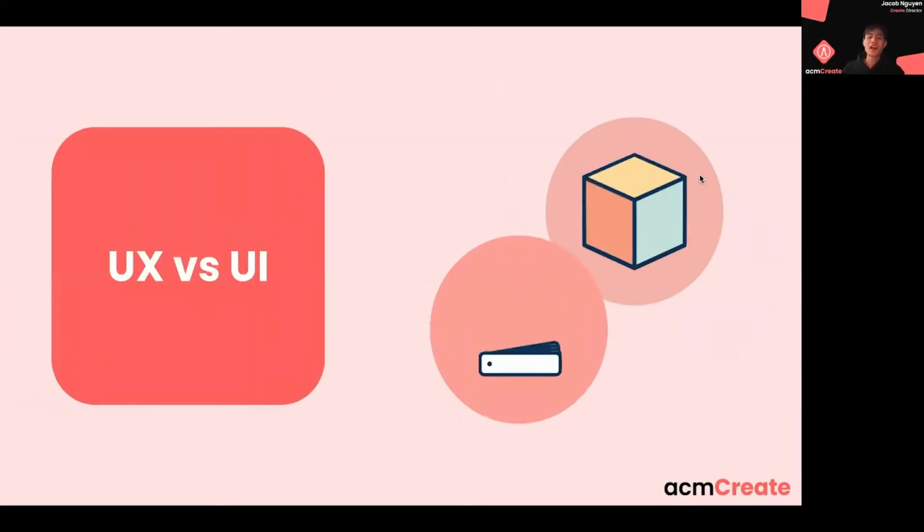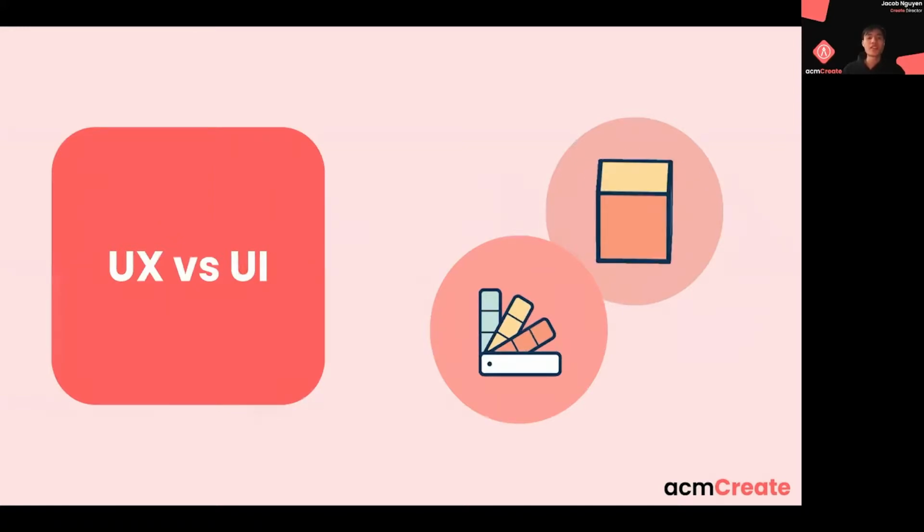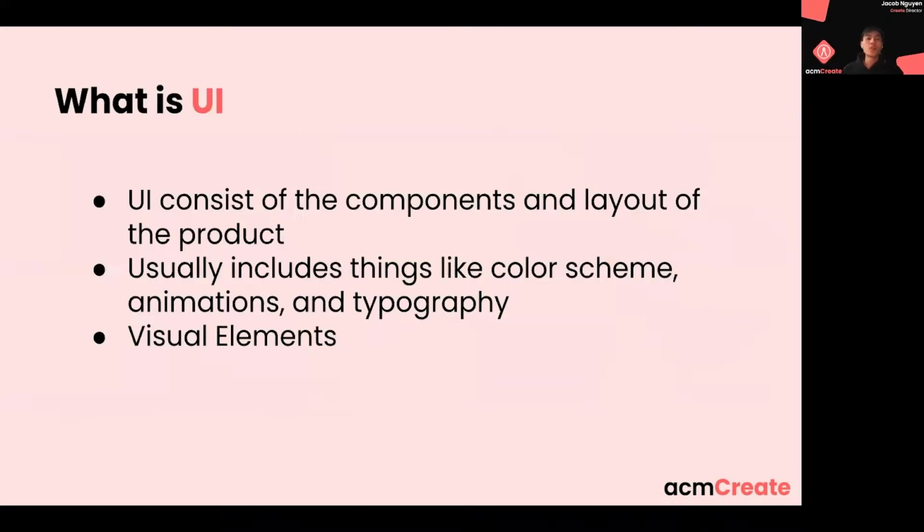So we're just going to hop right into the meat of this, which is breaking down and understanding UX versus UI. What is UI? Well, UI consists of the components and layout of the product. Usually it includes things like color scheme, animations, typography, and visual elements. You can think of the UI of an app, for example, as the colors of the buttons they use, how big a certain element on the screen is supposed to be, and what kind of text they're using.